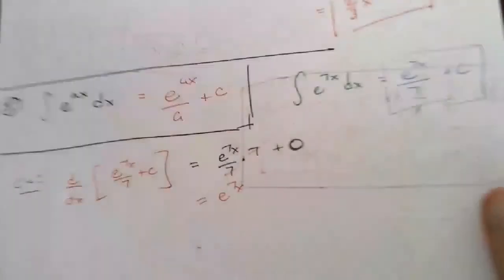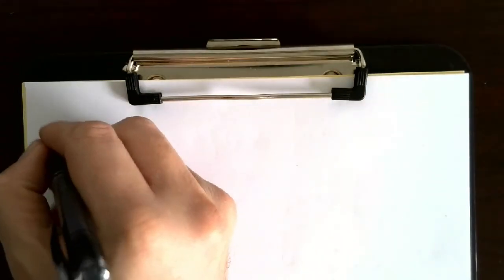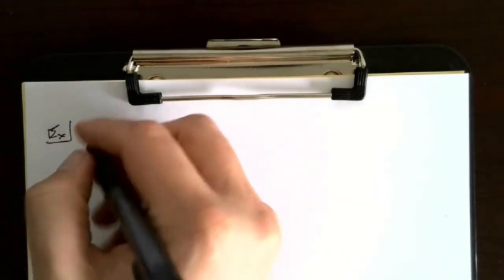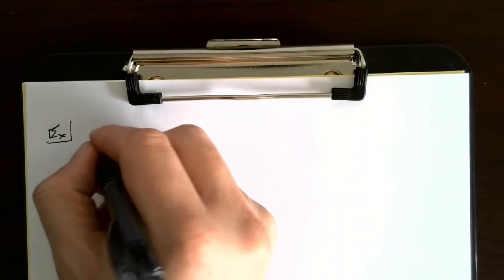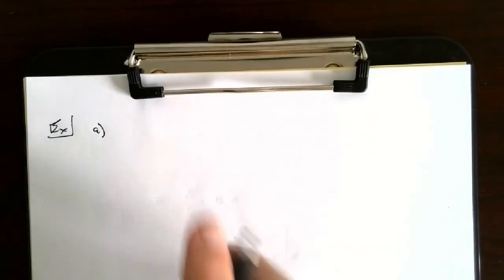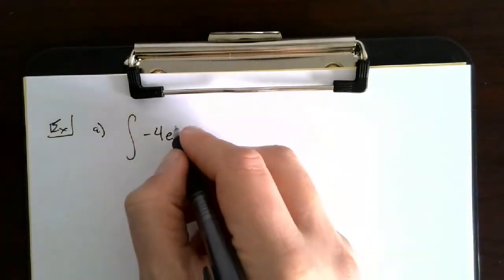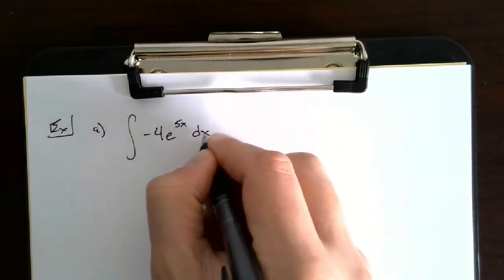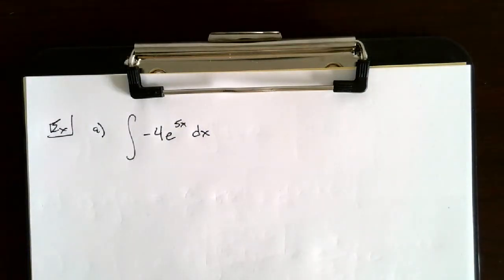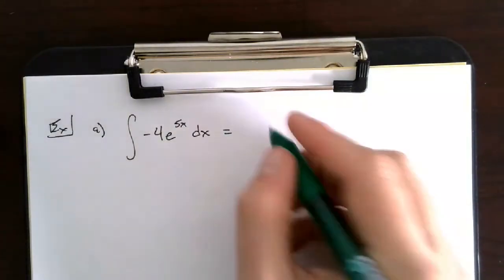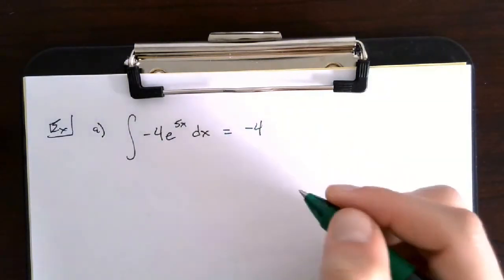Let's look at a few more just to make sure we got that part down. So if I was to look at this example here, I'll call this one A. If I said I had the integral of negative 4 e to the 5x dx, this kind of combines rules, right? We have a constant in front of the function of negative 4, and we know that negative 4 can just stay negative 4 in front.